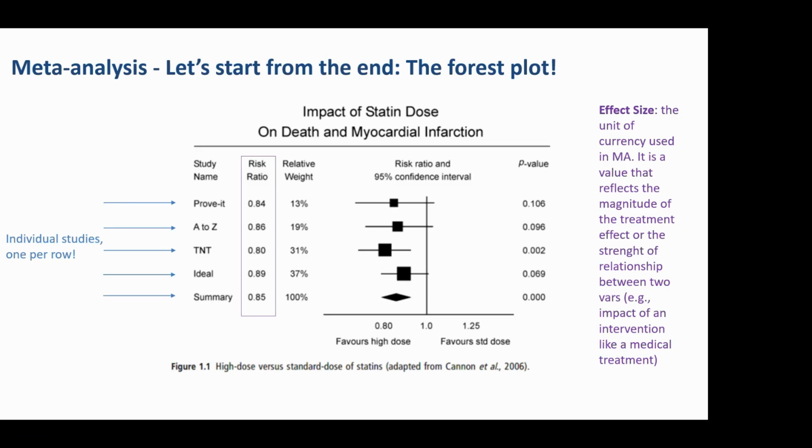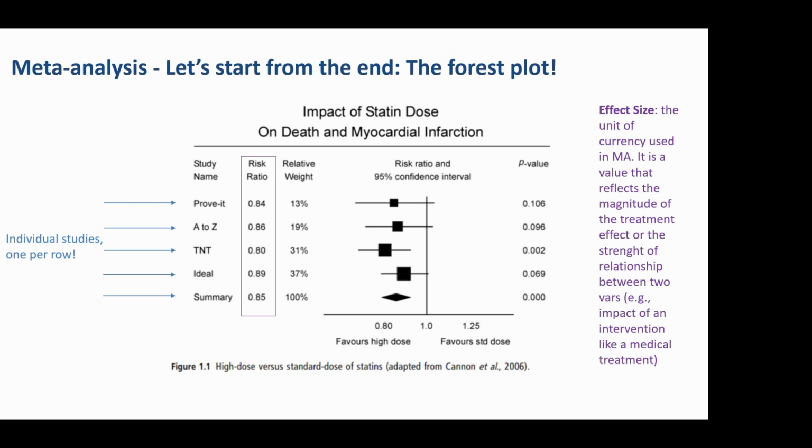It can be of different forms, depending on whether it's a discrete kind of variable or continuous, but this we will see later. In this case, we are speaking about a discrete kind of variable because this is probably the risk ratio for death or myocardial infarction. So it's a discrete number.